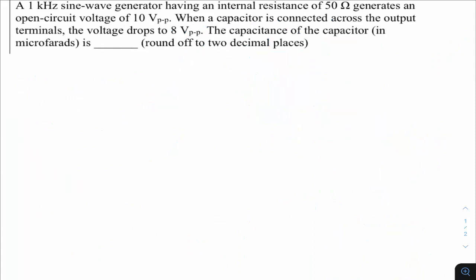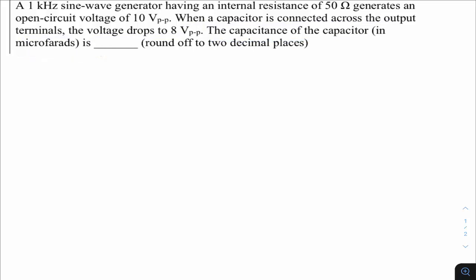This question is asked in GATE 22 of instrumentation. This is from network subjects and from AC circuit concept. The question is, a 1 kilohertz sine wave generator having an internal resistance of 50 ohm generates an open circuit voltage of 10 volt peak to peak. When a capacitor is connected across the output terminals, the voltage drops to 8 volt peak to peak. The capacitance of the capacitor in microfarad is dash.